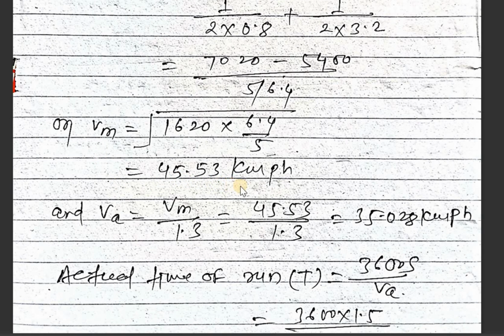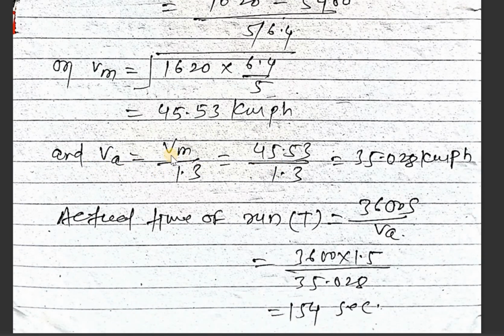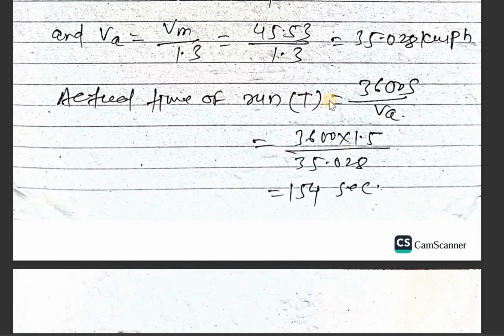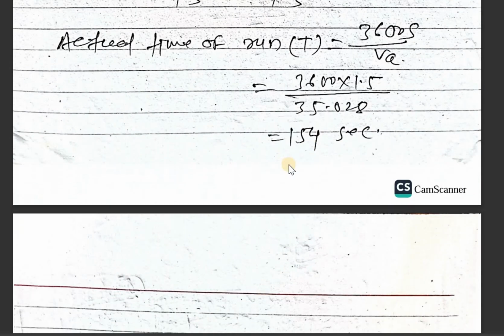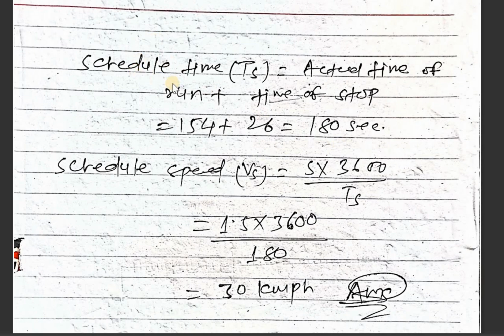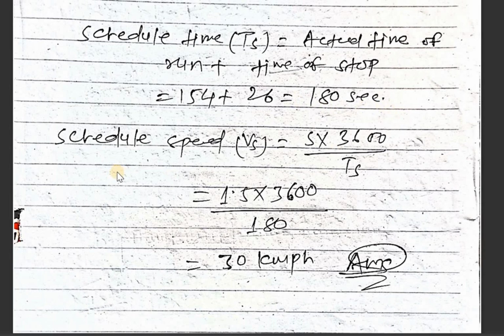So Vm equals 45.53 kilometer per hour, and Va equals Vm upon 1.3. So Va equals 35.028 kilometer per hour, and the actual time of run T equals 3600 S upon Va, that is 3600 into 1.5 upon 35.028, that is 154 seconds. The schedule time Ts equals actual time of run plus time of stop. So 154 plus 26 is 180 seconds, and the schedule speed Vs equals S into 3600 upon Ts. So 1.5 into 3600 upon 180, that is 30 kilometer per hour.